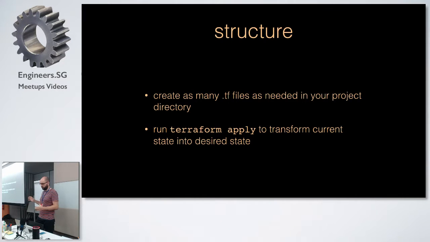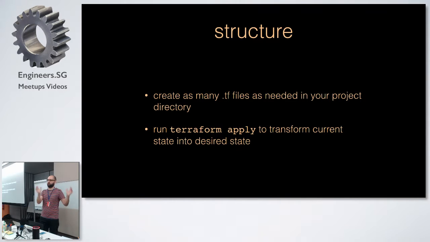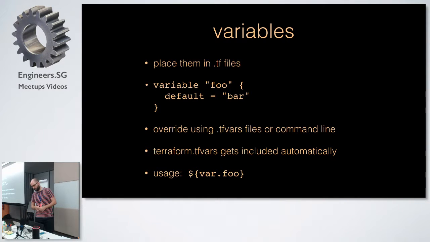So the way it works is you create, in your project directory, as many files as you feel like you need with a .tf extension. You describe your infrastructure in those, and then you run terraform apply, and Terraform will look at what you already have, how your infrastructure described in your code has changed since the last time you applied, and will implement those changes.